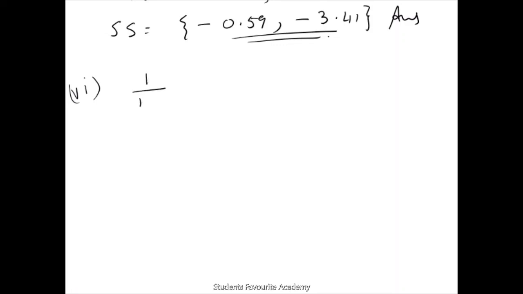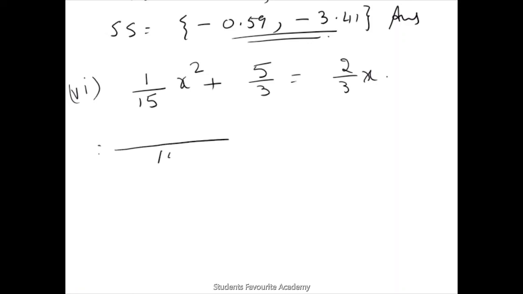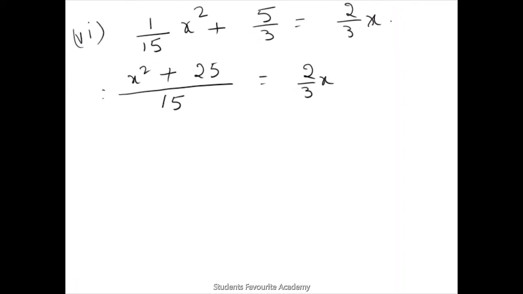So the equation given is 1 upon 15 x square plus 5 upon 3 is equal to 2 upon 3x. Okay. So it is not in the standard format. So first we have to bring it in the standard format. So here the LCM will be 15. So x square plus 3 goes 5 times, so 25 is equal to 2 upon 3x. So now if you cross multiply, this will become 3x square, okay, plus 3 25s are 75, that is equal to 15 2s are 30x.